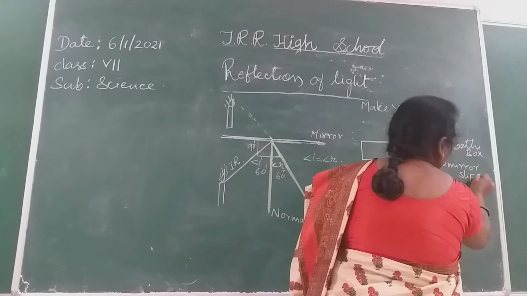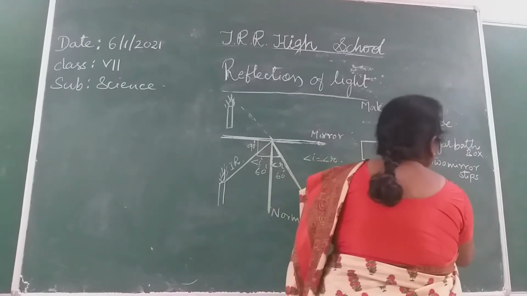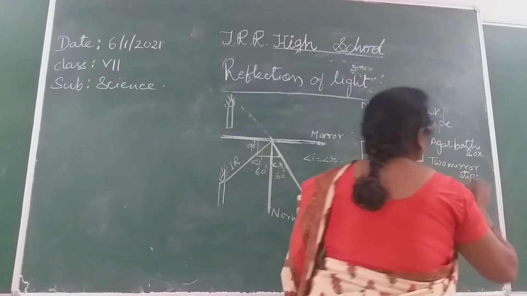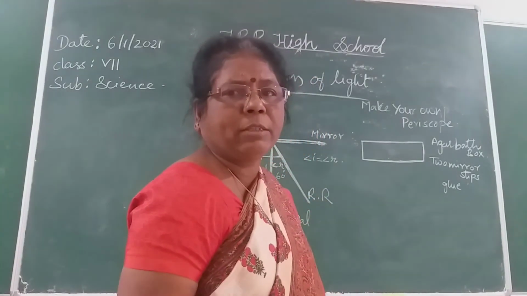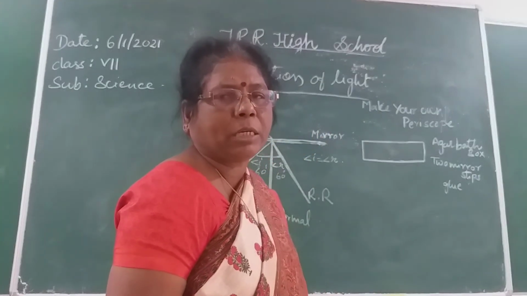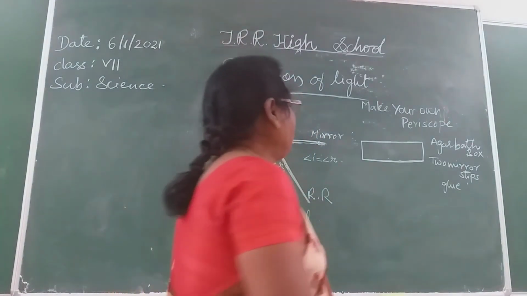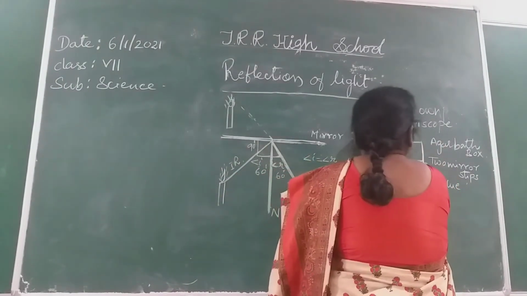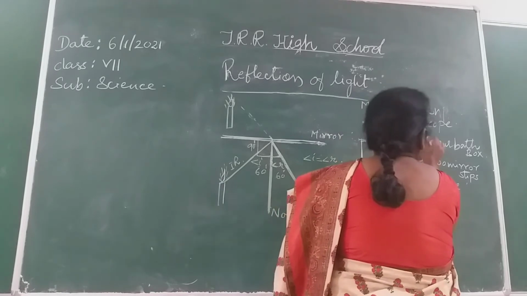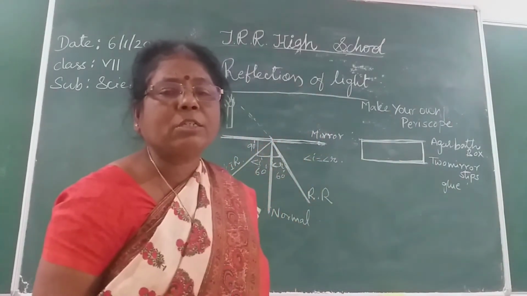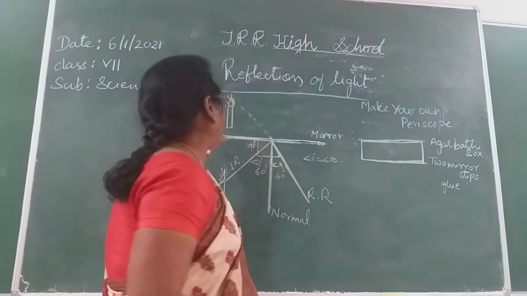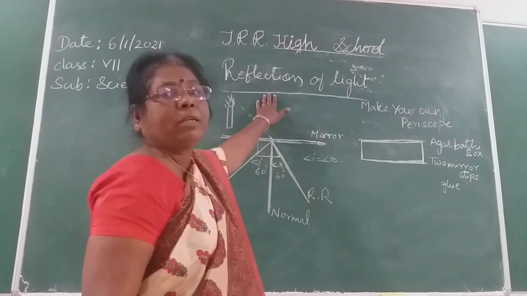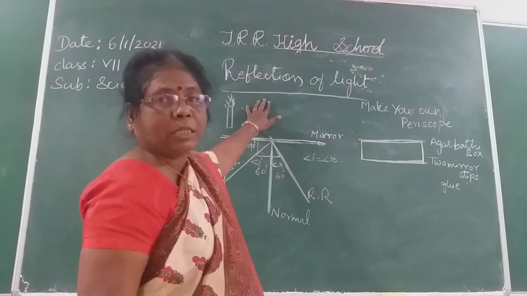Two mirror strips are required, and glue or Fevicol, or a candle you can use. Okay, these are the materials required to make it. So here, the periscope. Now, what you have to do here? Take an agarbatti box. And one more thing, the periscope works on the principle of reflection of light only.